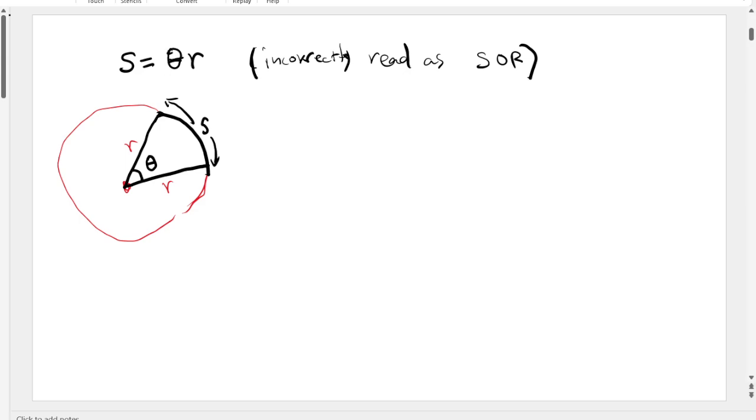You know how people who are lacking some more education tend to not know how to read Greek letters. This is called theta, right? And those of you who have never seen Greek letters may read this as O, thinking that it's a typo of O, but it's really theta. But let's just say we will just mispronounce it, and this will be the SOR formula. That works. It's an easy way to remember that. And so the arc length formula is S equal to theta times r. But there's a catch. The catch is that theta must be in radians.